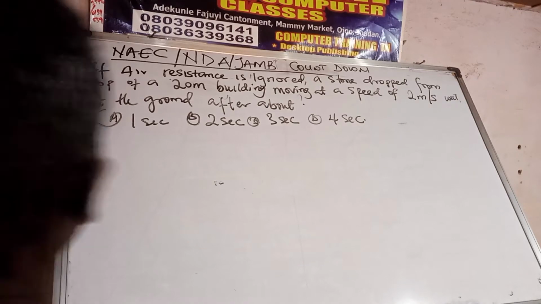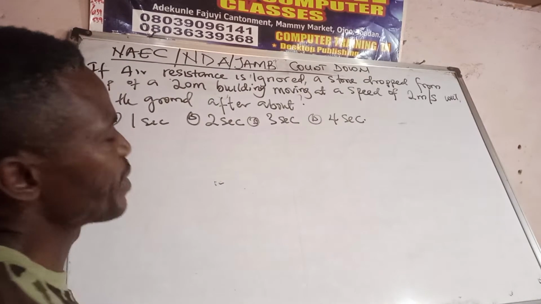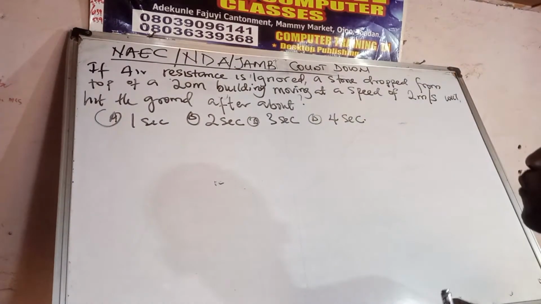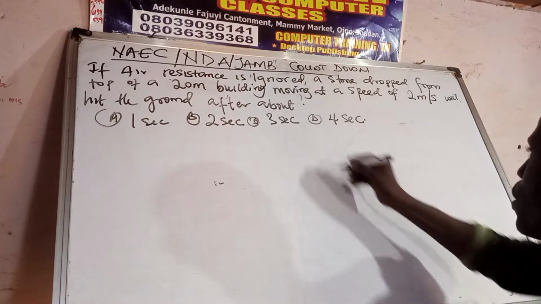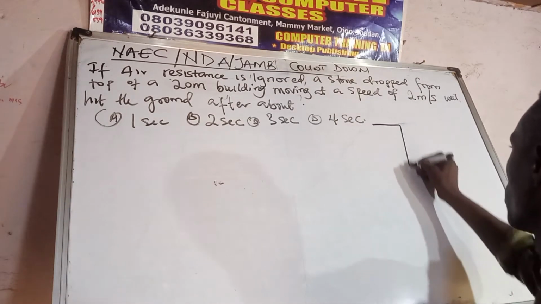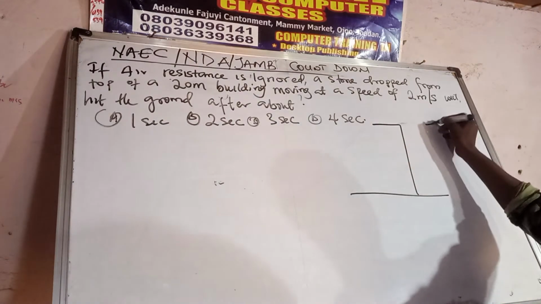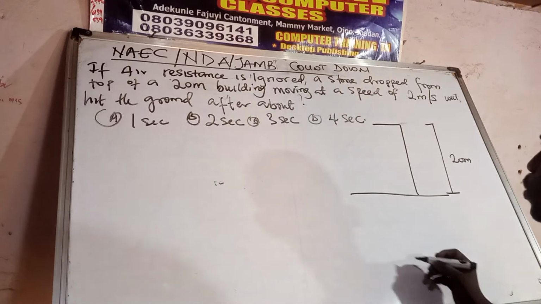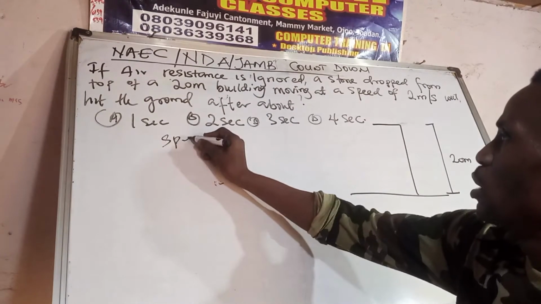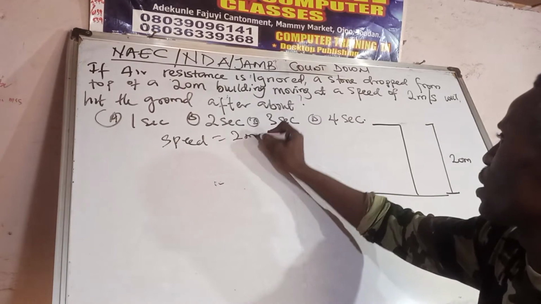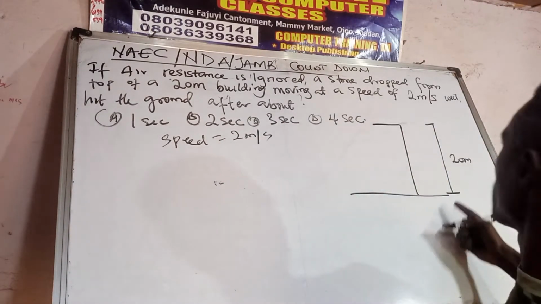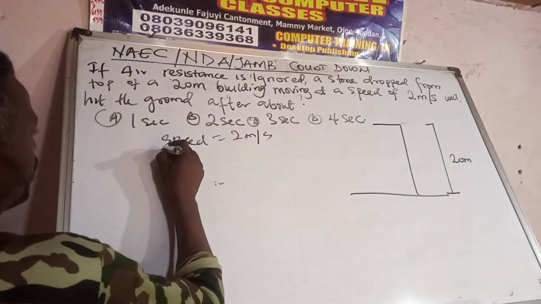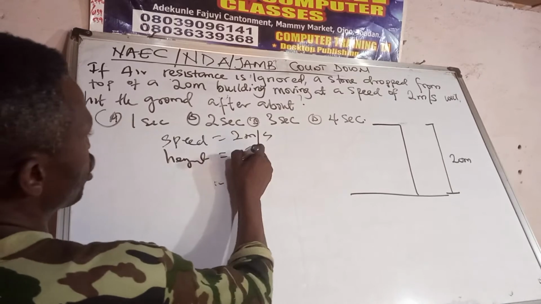Yes, let's see another question. If air resistance is ignored, a stone is dropped from the top of a 20-meter building. The height here is 20 meters, with an initial speed of 2 meters per second, and we say this one is dropped from my height. That is my height, 20 meters.